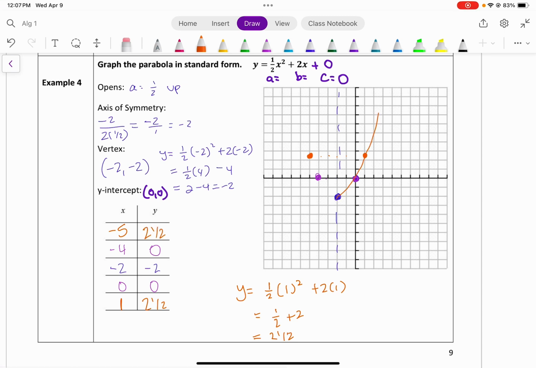There's my parabola. So again, standard form, a little bit different than factored form. We still need to find the same information, but we use the equation negative b divided by 2a to find our axis of symmetry. And just by looking at our standard form, we can figure out our y-intercept.